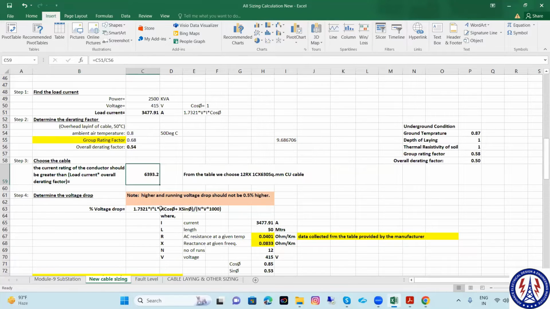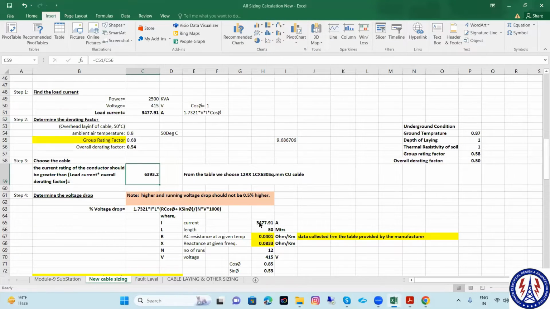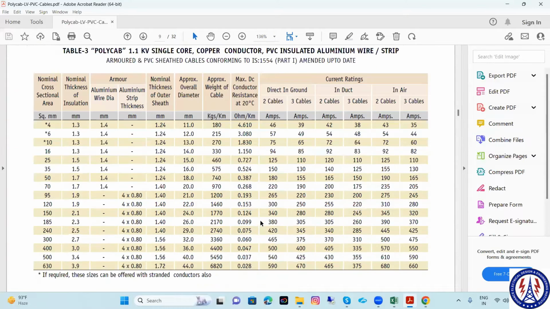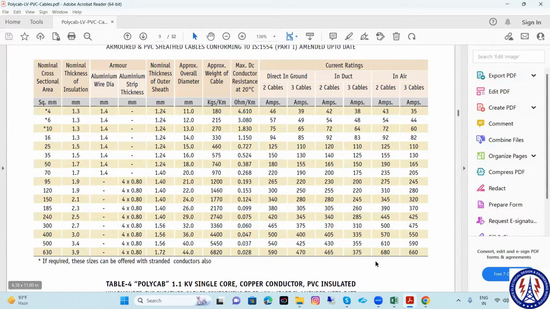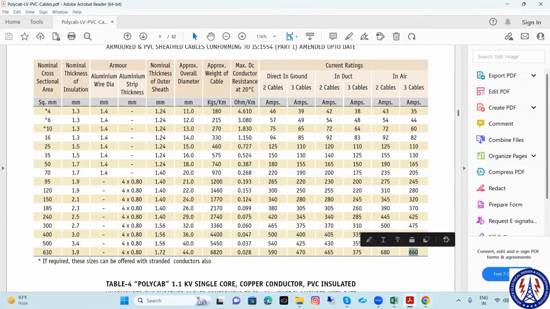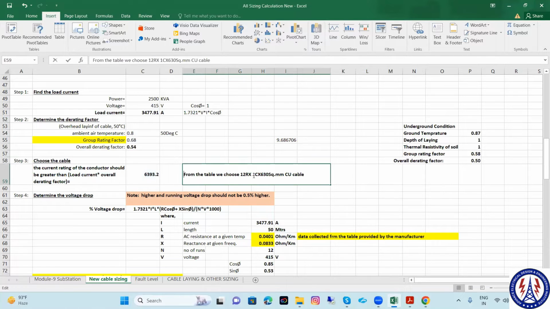Okay, so my requirement is 6393. And if I look at the catalog, I can see that currently it's a copper cable. So I will again see the copper cable catalog. Single core copper armored. My maximum cross section available is 630 and it is 660. So I will divide this current with the 660. So you can see I require 10 runs, right? So I can use 10 runs, single core 630 square.